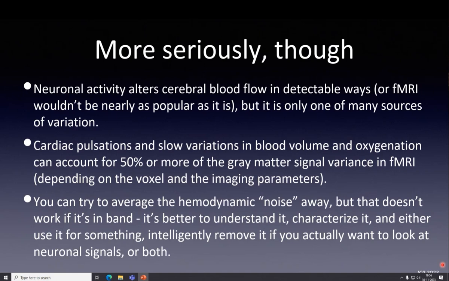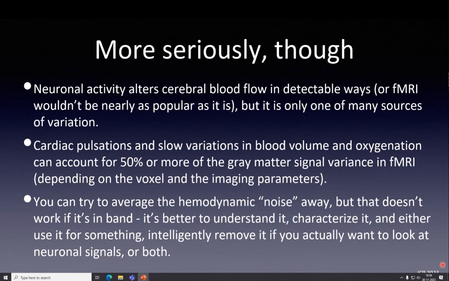But more seriously, neuronal activity alters cerebral blood flow in detectable ways, or fMRI would not be nearly as popular as it is. But that's only some fraction of the signal. Up to 50% of the signal in the gray matter can be due to other hemodynamic factors, such as the things I just described.